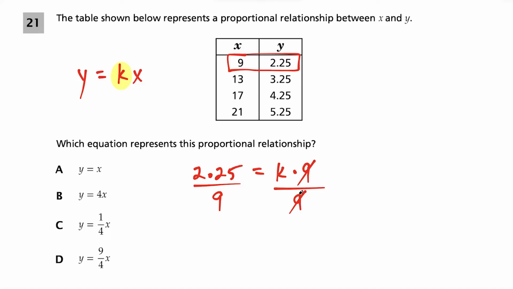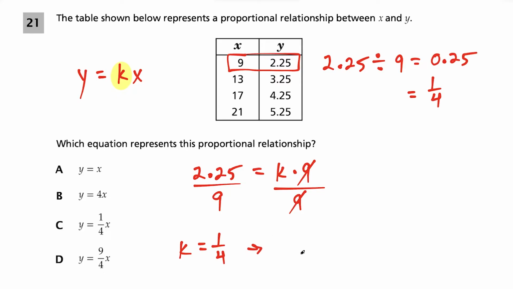And we divide by 9 here, and k is going to simplify to, so I could just do 2.25 divided by 9 in the calculator. And if you do this in the calculator, it's going to work out to 0.25. Okay, so this works out to 0.25, and 0.25 is the same thing as 1/4. So I could say that the k value here is equal to 1/4. So then all I have to do is just plug this into the formula y equals kx, and I have y equals 1/4 times x. So this is going to match up with choice C.